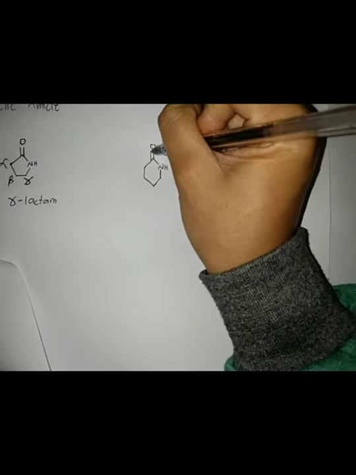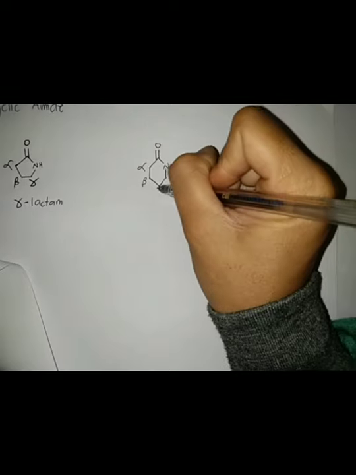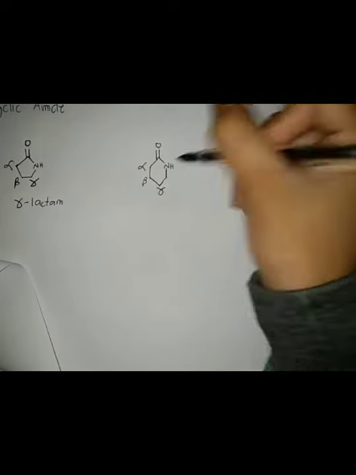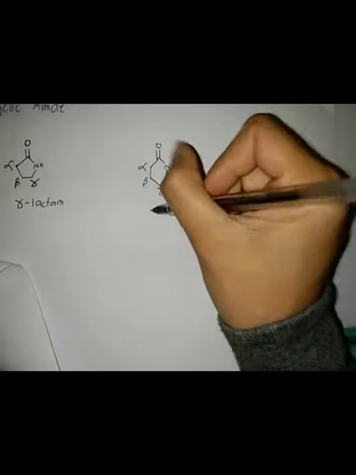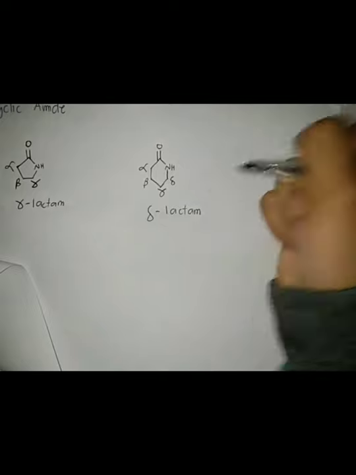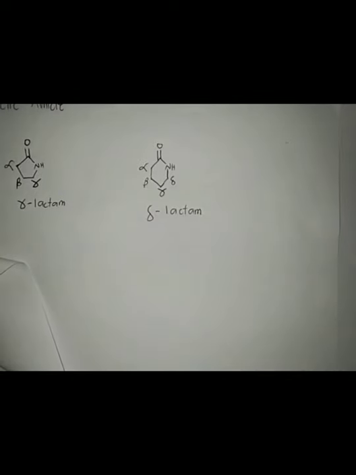So this structure is also cyclic, so we will just name our carbon atoms. Here we have alpha, beta, the third one is gamma, the fourth one is delta. So the name of this compound is delta lactam.